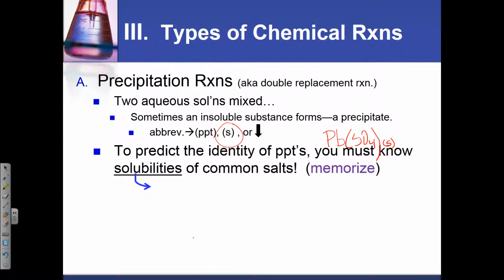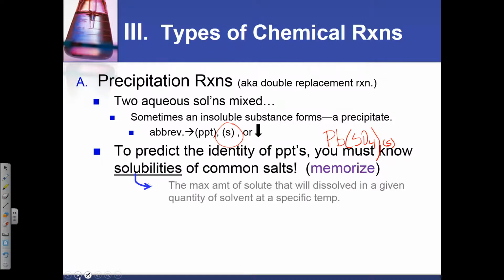Now, in order to predict the identity of the precipitates in any double replacement reaction, you've got to memorize your solubility rules for your common salts. So these are some rules you're going to need to memorize. We're going to be applying them with some examples in class next class. But for now, we're just going to jot those rules down and I'm going to talk you through them on the next slide.